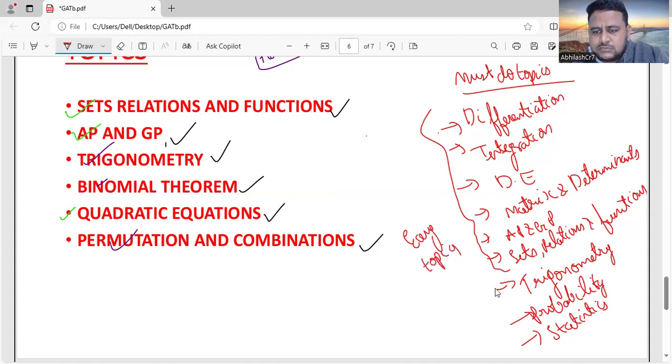Trigonometry, probability, and statistics are slightly hard topics, but you cannot leave them, because definitely questions will come from these topics. So out of the hard topics, at least you have to do trigonometry, probability, and statistics.